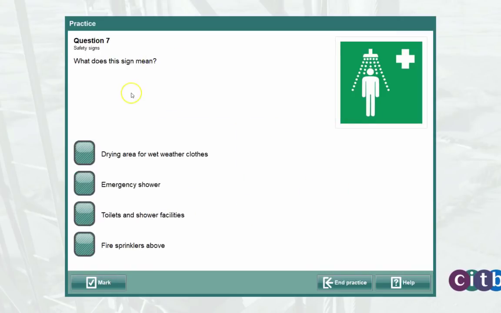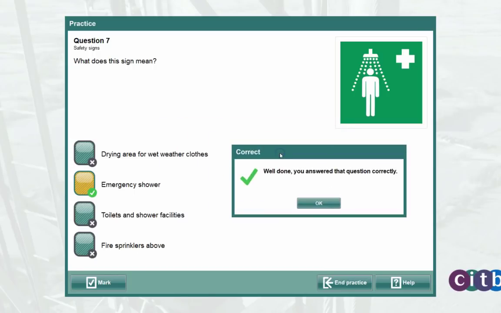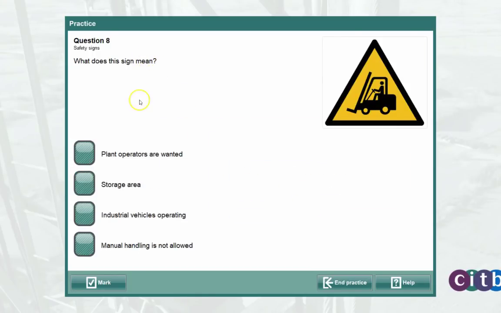What does this sign mean? Drying area for wet weather clothes. Emergency shower. Toilets and shower facilities. Fire sprinklers above. What does this sign mean? Plant operators are wanted. Storage area. Industrial vehicles operating. Manual handling is not allowed.